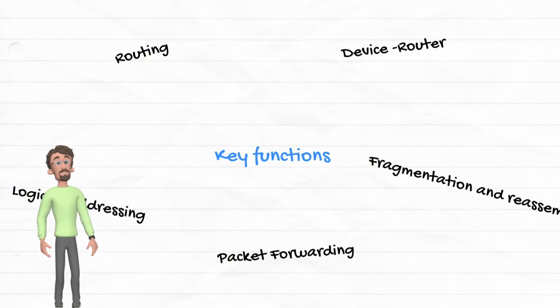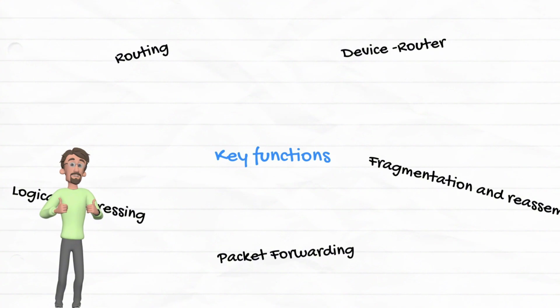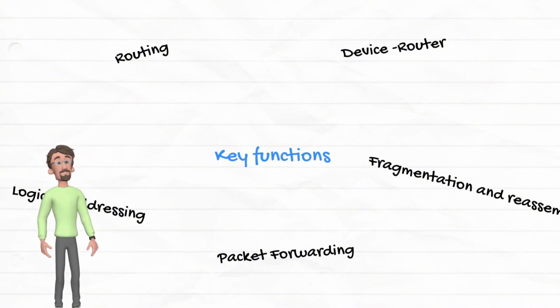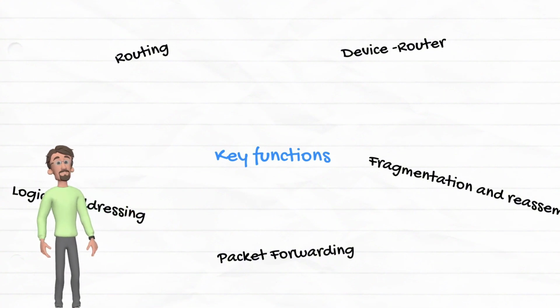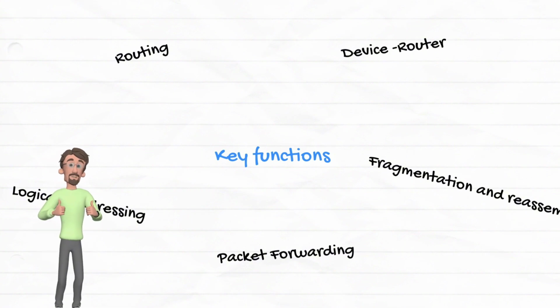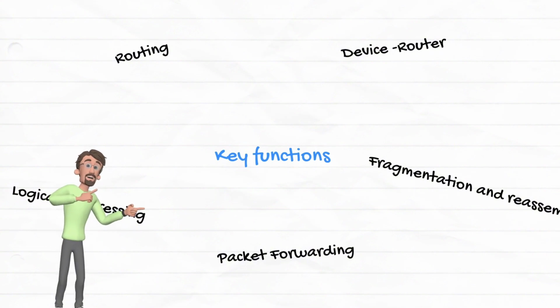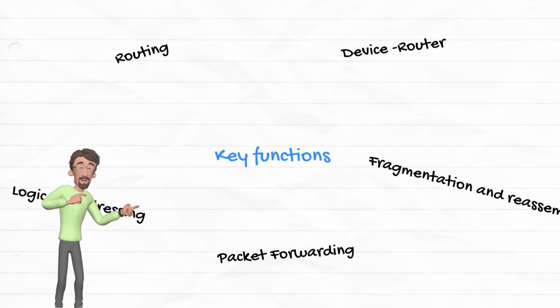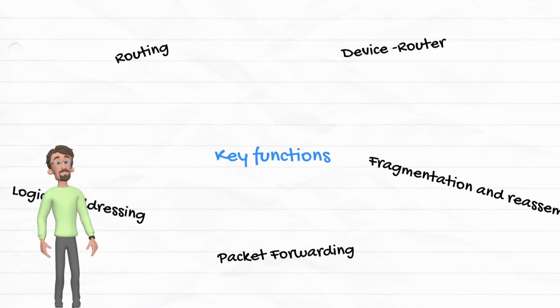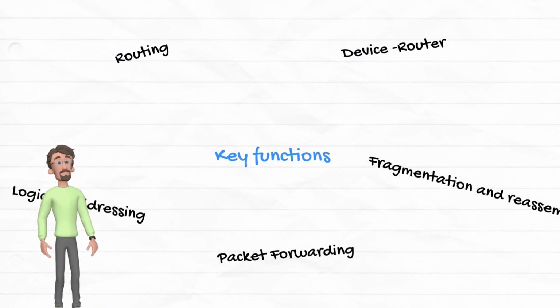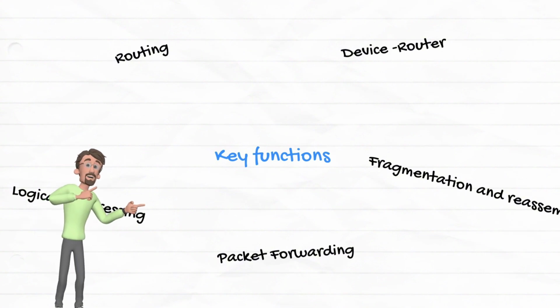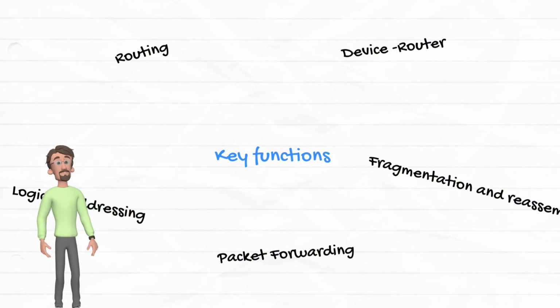to the destination device. Logical addressing assigns IP addresses to devices to identify them uniquely on a network. Example: think of IP addresses as unique postal addresses for devices. Just as each house in a city has a unique address to ensure mail is delivered correctly, each device on a network has a unique IP address. For instance, when you type a website URL, your computer uses the IP address to find and connect to the correct server hosting the website.